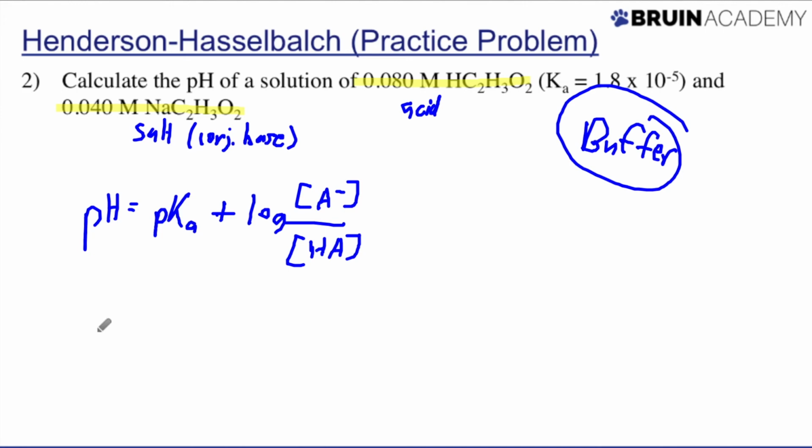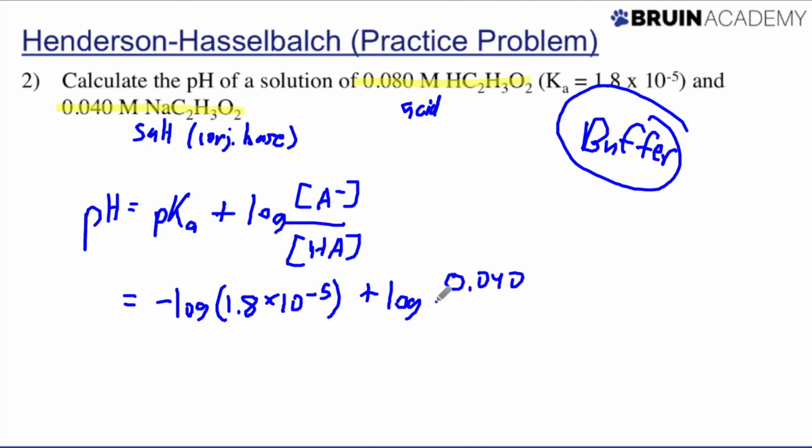All right, so we're looking for pH. Our Ka is given to us. The pKa is going to be the minus log of 1.8 times 10 to the negative 5, plus the log of my concentration of A minus, which is here from the sodium acetate, so that's 0.040, all over my concentration of my acid, which is 0.080.